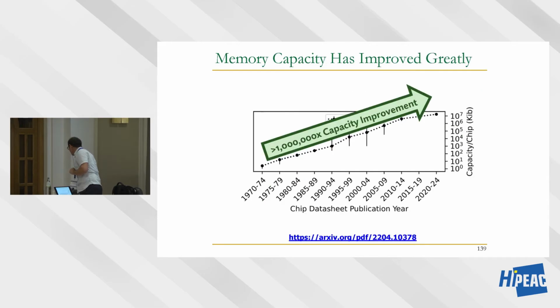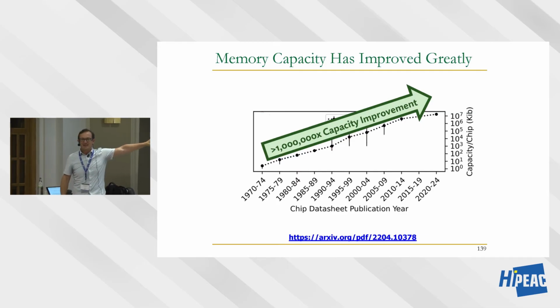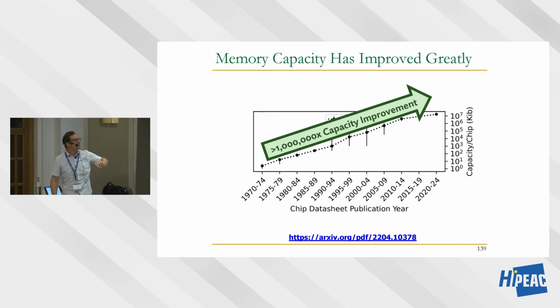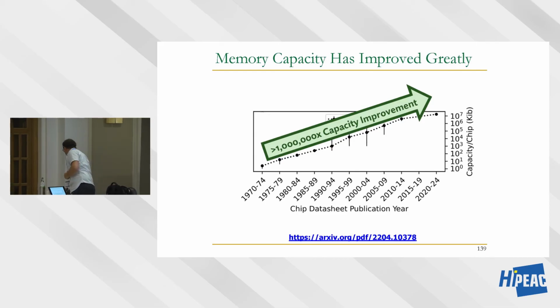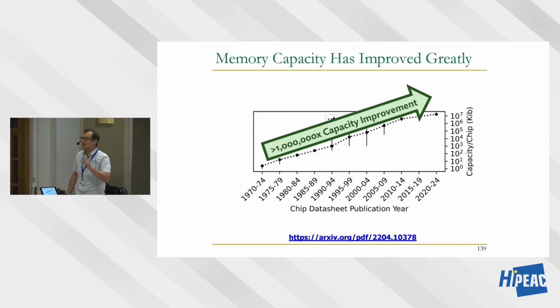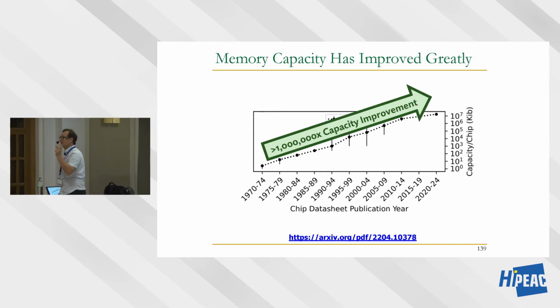Now let's take a look at the trends from 1970 to 2024. This is one of the advantages you have taking this course. We actually did this study over the course of multiple years, analyzed a lot of data sheets, and you can find the survey. You can actually do your own data analysis if you want. From 1970 to 2024 or so, we've had more than 1 million times capacity improvement in a single DRAM chip. This is beautiful technology scaling. We reduced the size of a DRAM cell to store data so well that we can pack many DRAM cells.